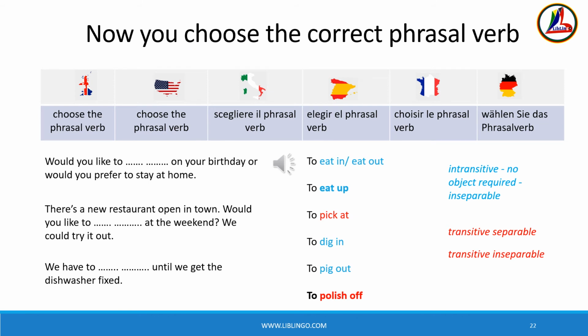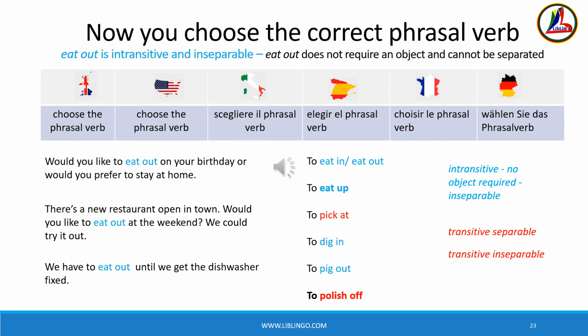Next exercise. Choose the correct phrasal verb. Would you like to on your birthday, or would you prefer to stay at home? There's a new restaurant open in town. Would you like to at the weekend? We could try it out. We have to until we get the dishwasher fixed.